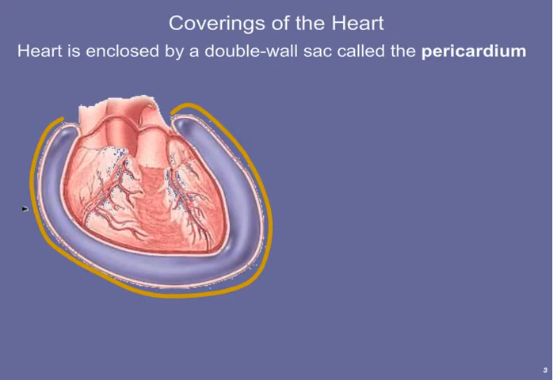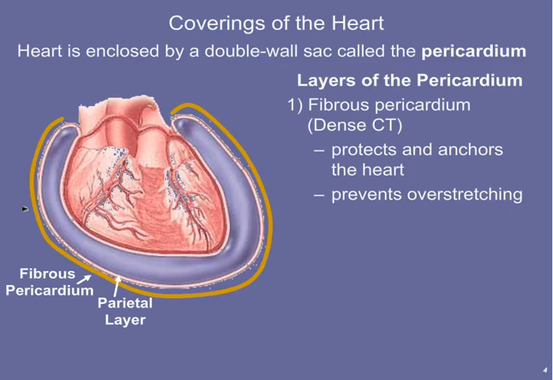The heart is also covered by a protective sac called the pericardium. Remember, peri means outside or around, and cardium means heart. The pericardium is formed by two different layers. The first of these layers is the fibrous pericardium. The fibrous pericardium is composed of dense connective tissue, and its function is to protect and anchor the heart to the surrounding structures. It also prevents the heart from overexpanding or overstretching.